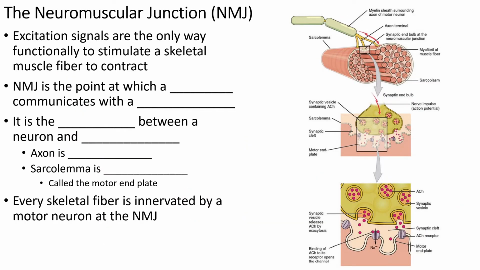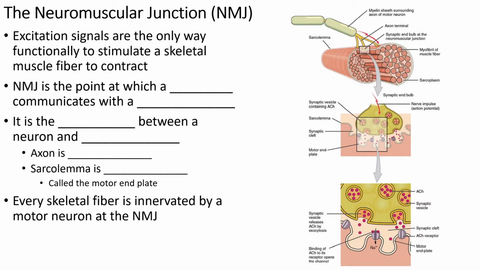So the neuromuscular junction. How does a muscle contract? Firstly, it's an interplay between muscle and a nerve. The thing you must remember is that in order to get a muscle to contract, it has to be told to contract. The only way you can tell a muscle to contract is if you give it a little bit of a shock, or an excitation signal. That's the only way to functionally stimulate the muscle to actually contract.